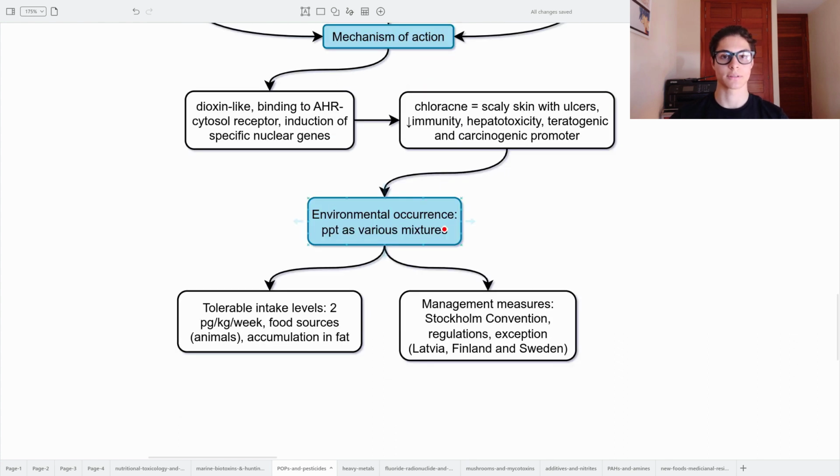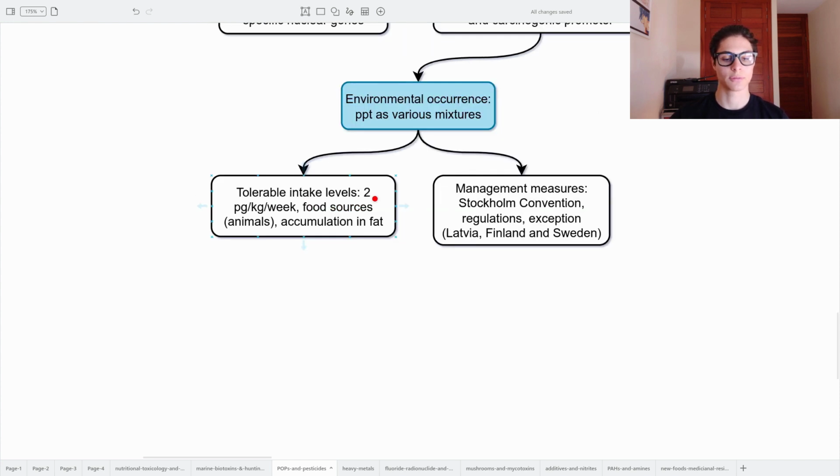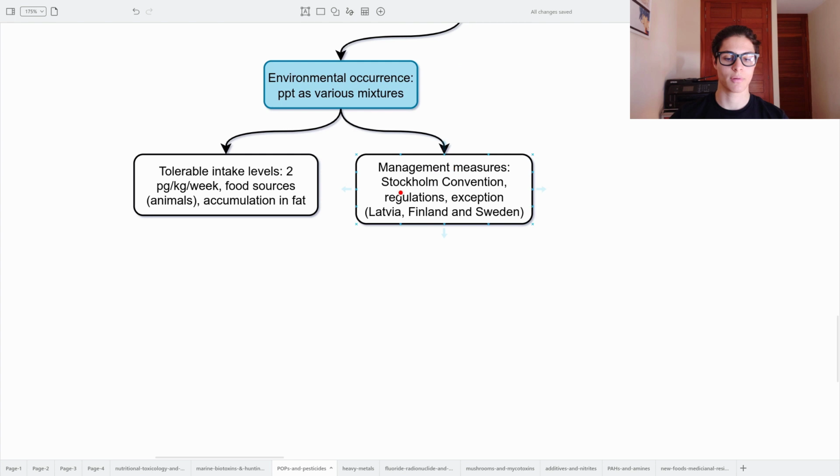An environmental occurrence, so how can we find it in the environment? Well, as mixtures of parts per trillion. The tolerable intake levels are 2 picograms per kilogram per week, and the food sources are mainly from animals because of the accumulation in the fat, remember. And the management measures are regulated by the Stockholm Convention. But there is an exception in Latvia, Finland, and Sweden for their products, because they can contain a little bit more dioxins than in other countries.